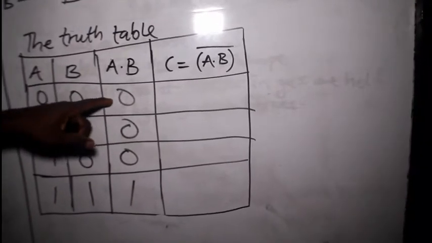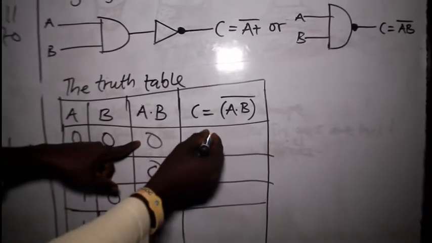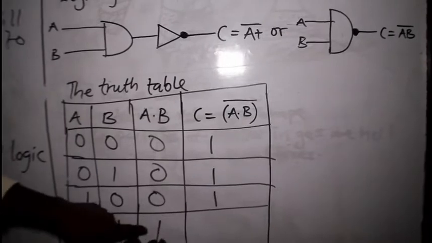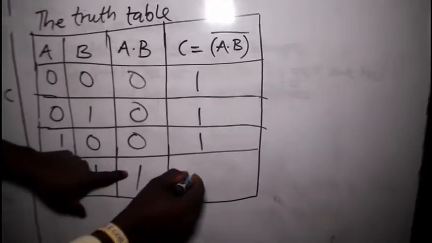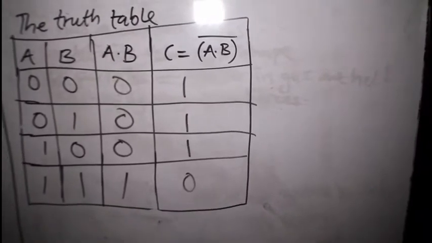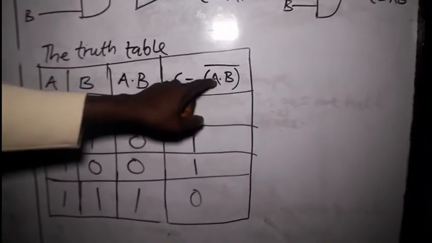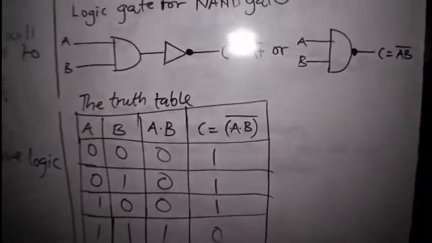Now, when this AND gate output is fed into a NOT gate, this 0 goes to its inverse, which is 1. This 0 goes to its inverse, which is 1. The same with this, which is 1. And this one, which is 1, goes to its inverse, which is 0. So this is the truth table for a NAND gate, which means C equals the negation of the output that we get from an AND gate.